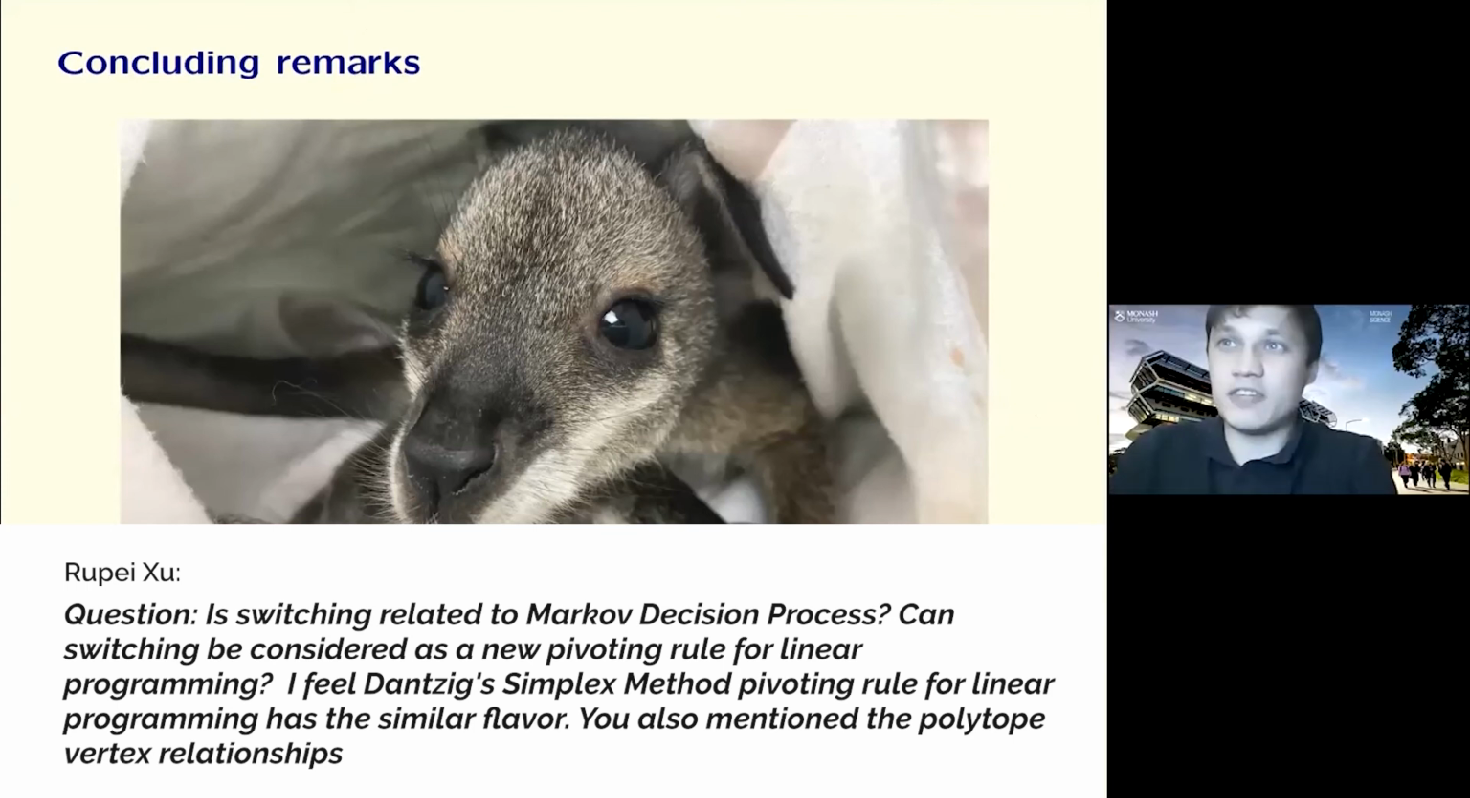Question from Rupeiksu: Is switching related to Markov decision processes? Can switching be considered as a new pivoting rule for linear programming? I feel that the simplex method's pivoting rule for linear programming has a similar flavor. We also mentioned the polytope vertex relationship.